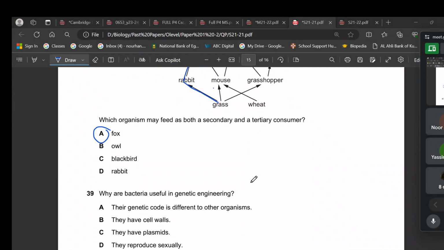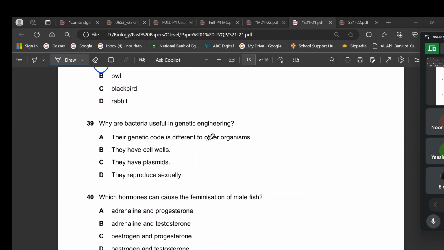Okay. Why are bacteria useful in genetic engineering? They have cell walls? No. They reproduce sexually? No. The genetic code is different? No, it is the same. They have plasmids, and plasmids are useful in genetic engineering.